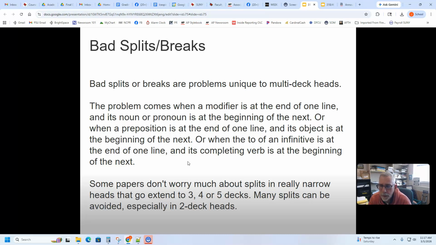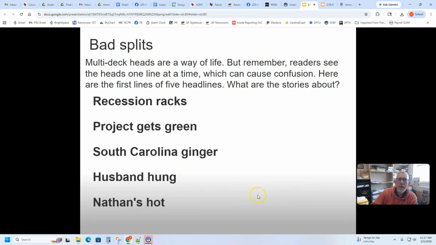That's quite a lot of words. You should be able to arrange them properly and not have them split in a way that is confusing. Each line of the headline should kind of work, right? So, for instance, imagine headlines that start with 2 words. With these first lines: "recession racks," "project gets green." I think that has to do with like environment or something.